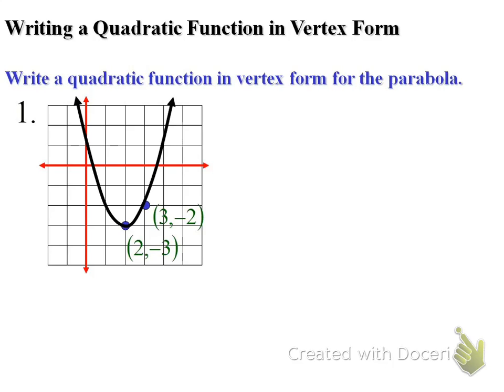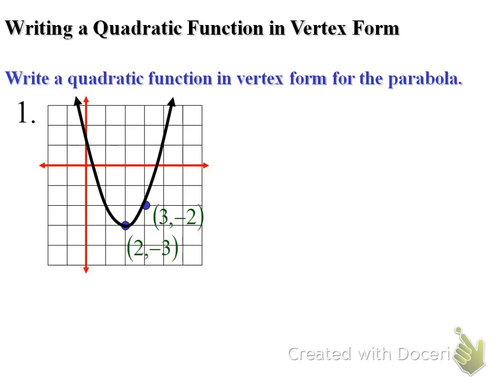Do you guys remember what vertex form is? Two parentheses, that's intercept form. Vertex form, you actually just have one set of parentheses. So I'll remind you over here what vertex form is. It's y equals a, and then x minus h in parentheses squared plus k. The vertex is at the point h, comma, k.